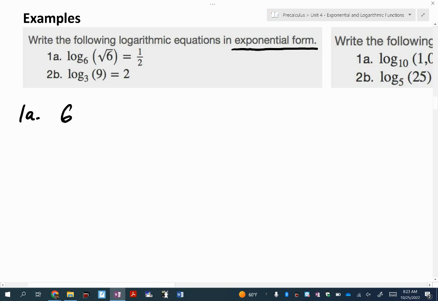So 6, all right, base of 6 raised to the 1/2 power equals the square root of 6. All right, so if you need to swoop, 6 to the 1/2 power equals the square root of 6. That's how I swoop there.